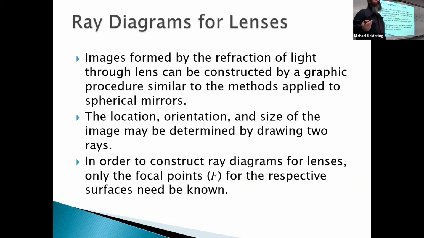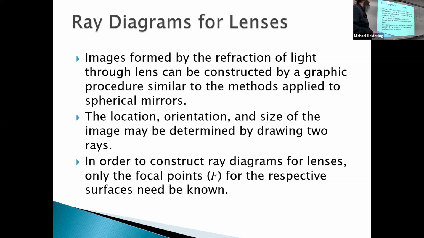So we can use basically the same procedure with ray diagrams to figure out where images will appear with lenses. Very similar to what we can do with mirrors. This is technically using what's known as the thin lens approximation, but as long as your lens isn't too thick, this works. So the location, orientation, and size of an image can be determined by drawing 2 rays.